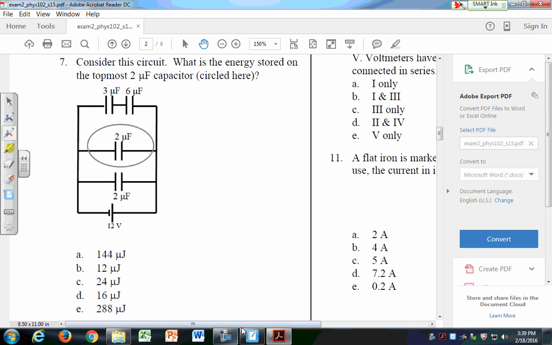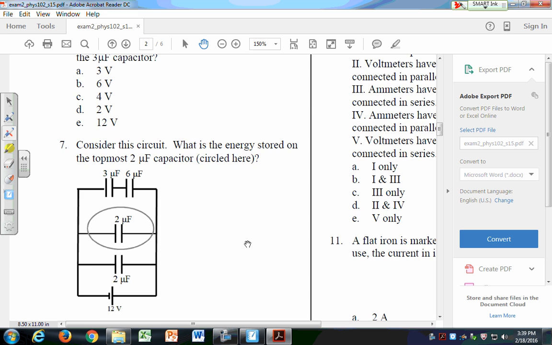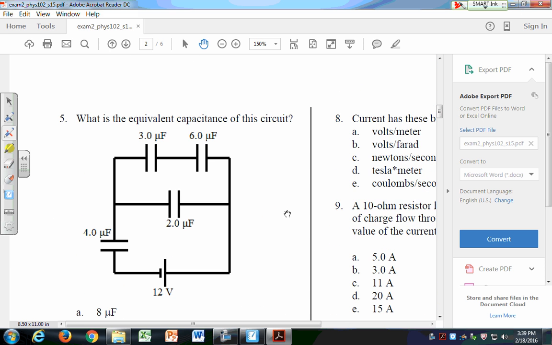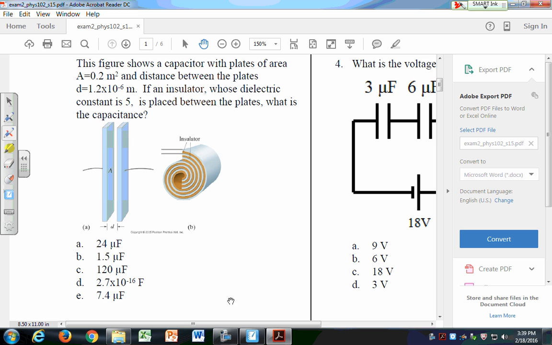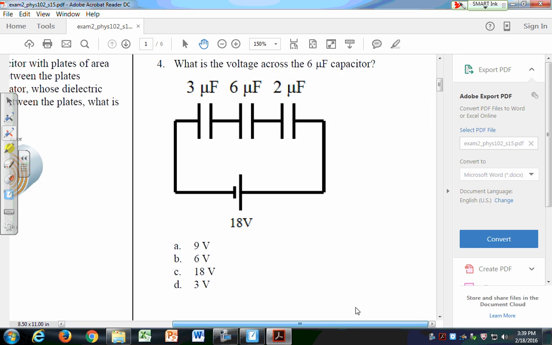All right, you'll find that if you master these now, resistors are a lot easier. Oh, let's try this one. What is the voltage across the 6 microfarad? If you need to work this out, that's fine. Might be able to reason it out, but it might be easier to just figure out the equivalent capacitance, then figure out the charge, and then figure out the voltage on each.